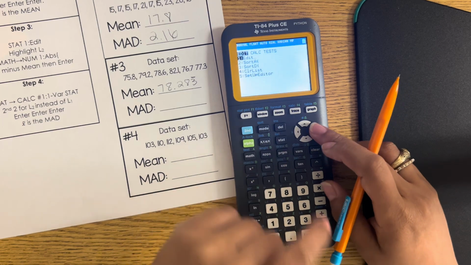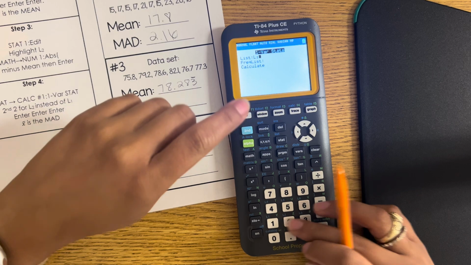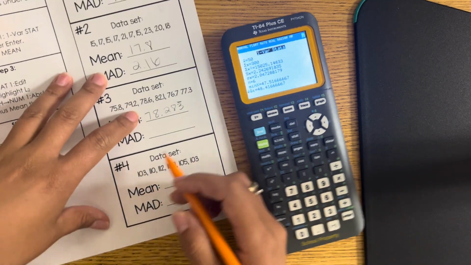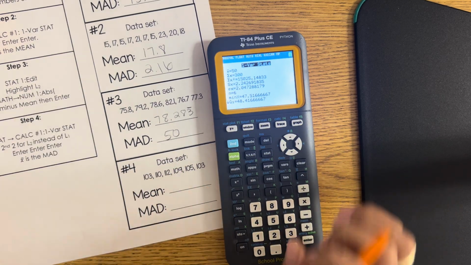Your last step is just like your first step, so Stat over to Calc, number 1. But since this is the second time, we're going to change it to L2. And so your answer, ironically, is just a numerical value, which doesn't look correct, but we're going to move on.